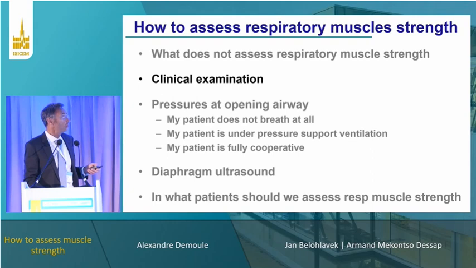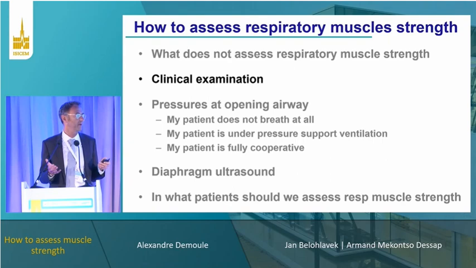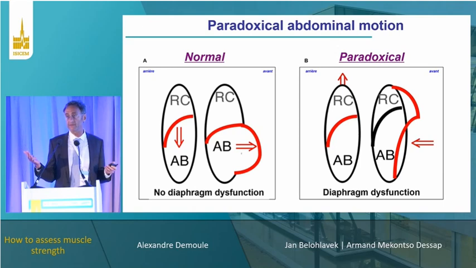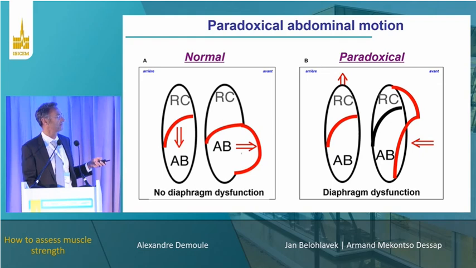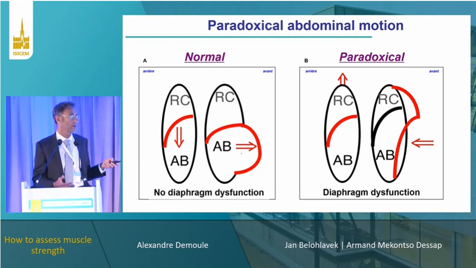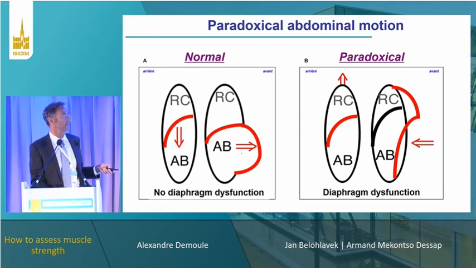So the first way you could assess respiratory muscle strengths is with clinical examination. Put your hand on the abdomen of your patient. In a patient with a normal diaphragm, with no dysfunction, during inspiration the diaphragm goes downwards, and in response to this downward motion there is an expansion, an inflation, of the abdomen. In case of diaphragm dysfunction, we get a paradoxical motion of the abdomen. The diaphragm doesn't move or even goes upwards, and then we have a deflation of the abdominal wall.